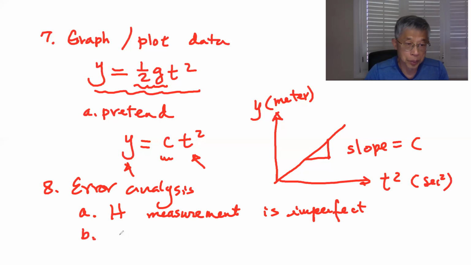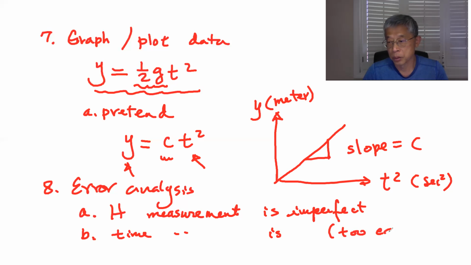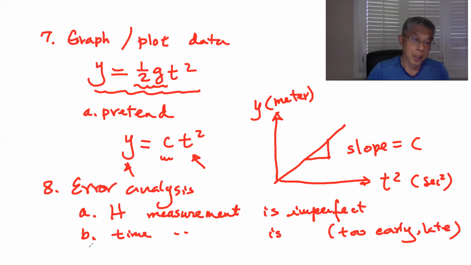And B, maybe your time measurement. When you see it touch the ground, it may already have passed, and maybe you pressed it too early, or too late. So how much error is that? That's up to you, okay? And then there could be other stuff.